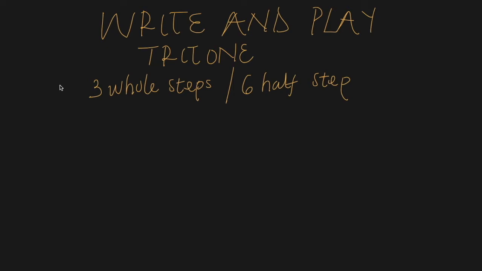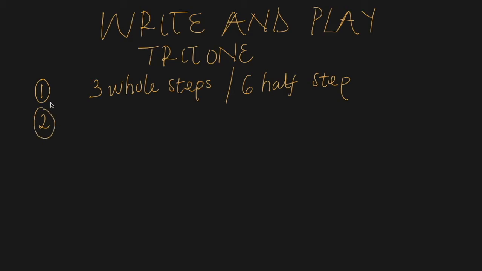Another way of recognizing a Triton is counting 6 half steps. For example, if you have your C, count 6 half steps, and that will be F sharp again.